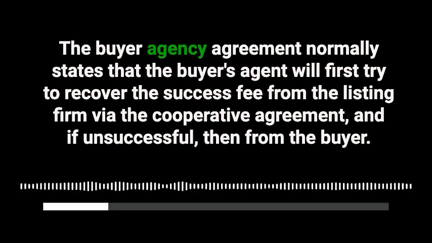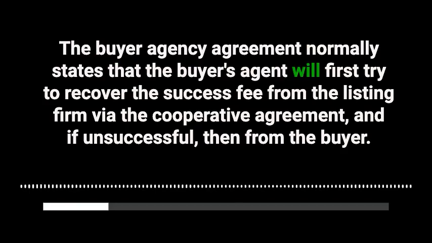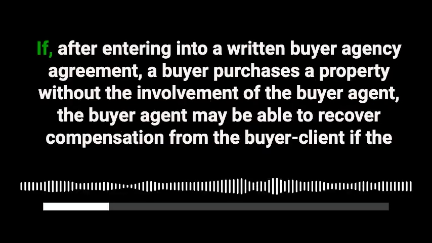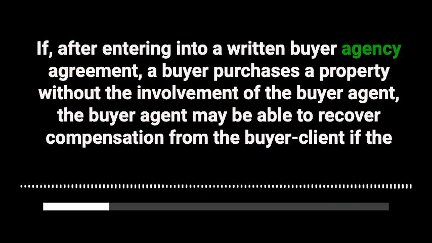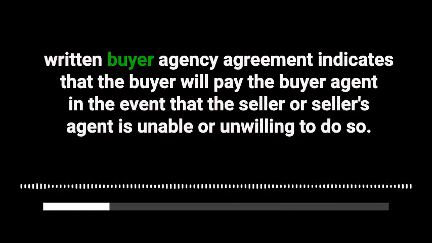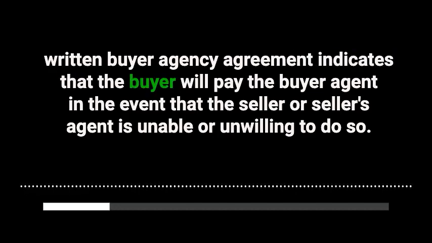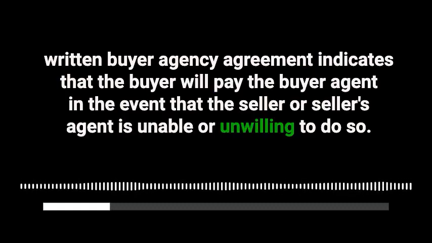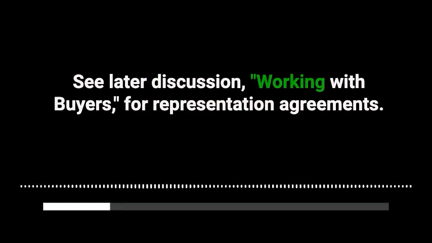The buyer agency agreement normally states that the buyer's agent will first try to recover the success fee from the listing firm via the cooperative agreement, and if unsuccessful, then from the buyer. If, after entering into a written buyer agency agreement, a buyer purchases a property without the involvement of the buyer agent, the buyer agent may be able to recover compensation from the buyer client if the written buyer agency agreement indicates that the buyer will pay the buyer agent in the event that the seller or seller's agent is unable or unwilling to do so. See later discussion, Working with Buyers, for representation agreements.